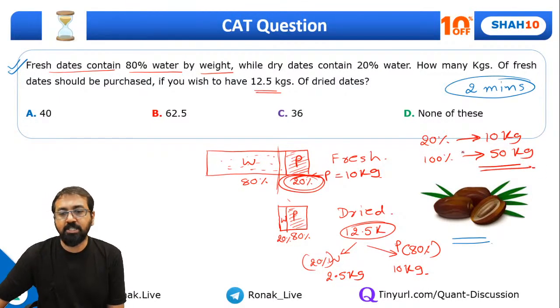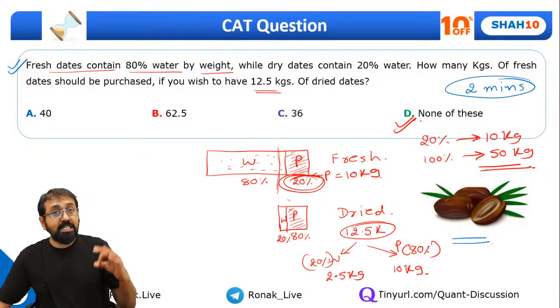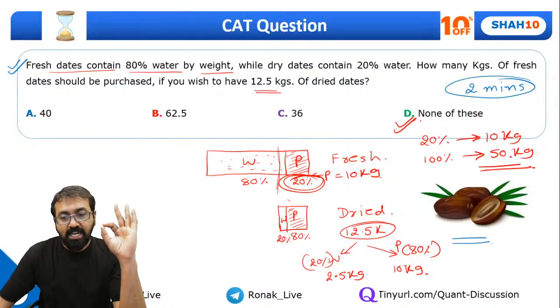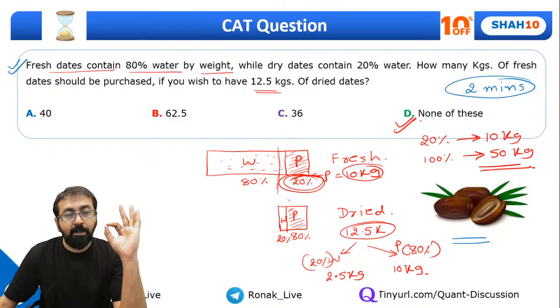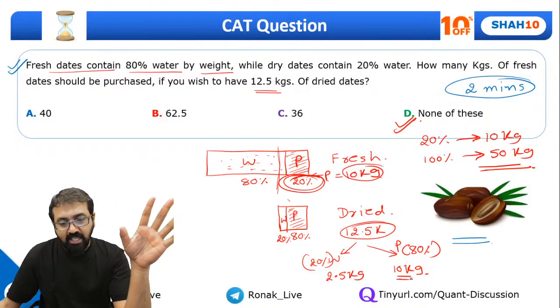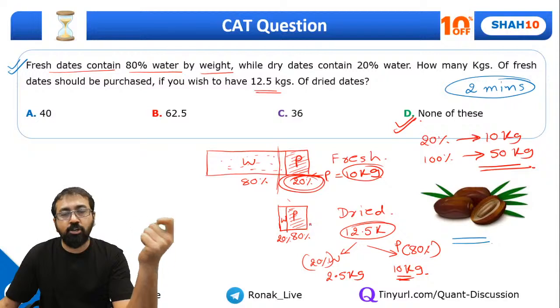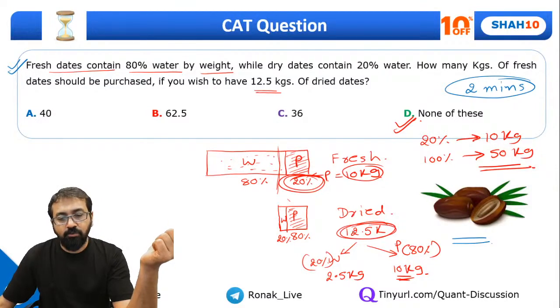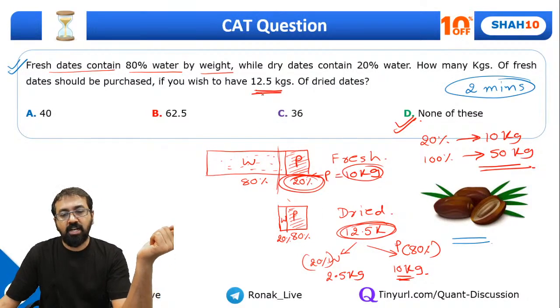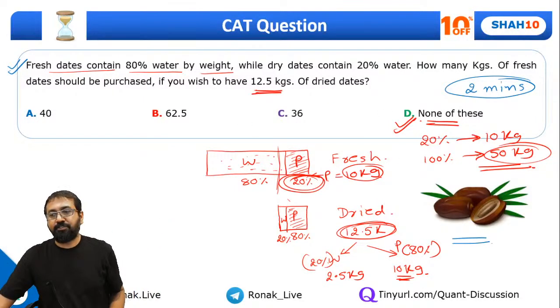That means we need to purchase 50 kg of fresh dates, guys. If we purchase 50 kg of fresh dates, in that 50 kg, 10 kg will be the pulp. Please understand, 10 kg will be the pulp. When you leave it under the sun to dry, this 10 kg pulp will remain as it is, water will evaporate, and this 10 kg is 80%. So what will be the complete dry date weight? 100% will be what? It will be 12.5 kg, which is what we have been given, right? So the answer should be 50 kg. We need to purchase 50 kg of fresh dates.